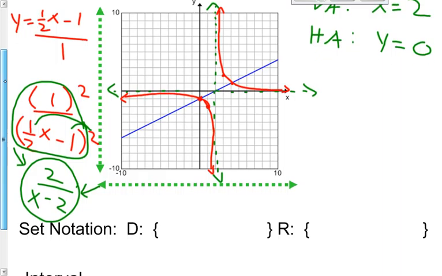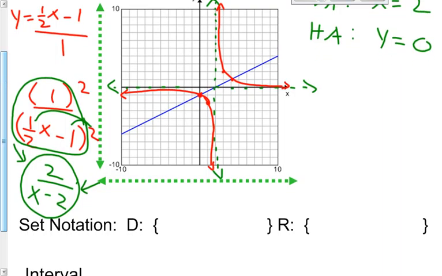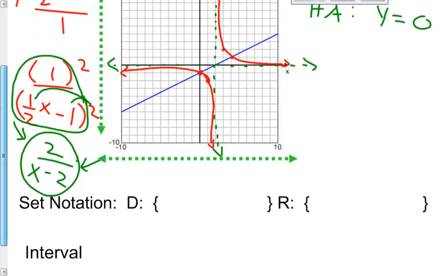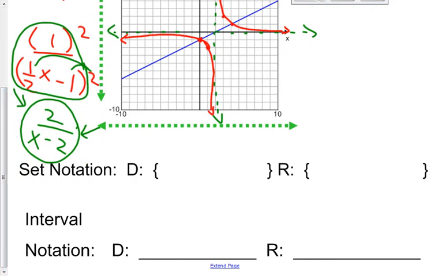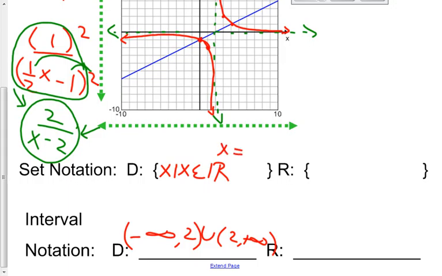And then finally doing the domain and the range. So very similar to the rest of them. The domain is from negative infinity up until 2, and then from 2 to positive infinity. Negative infinity to 2, union 2 to positive infinity. That's x such that x belongs to all real numbers except x cannot equal positive 2.